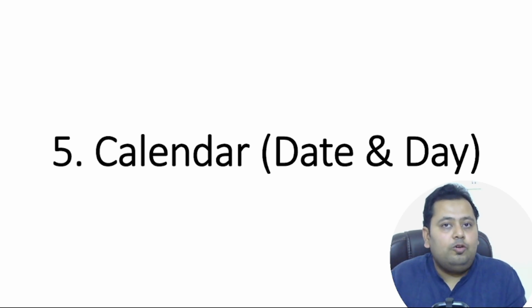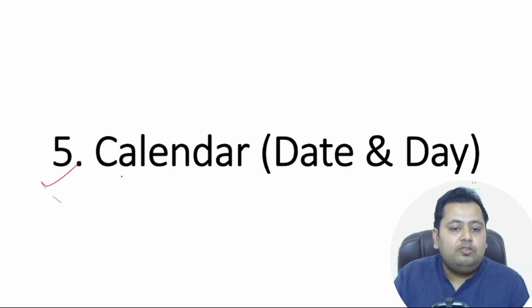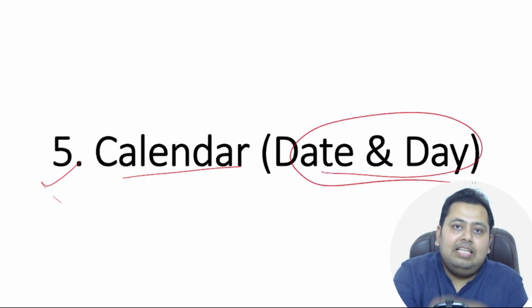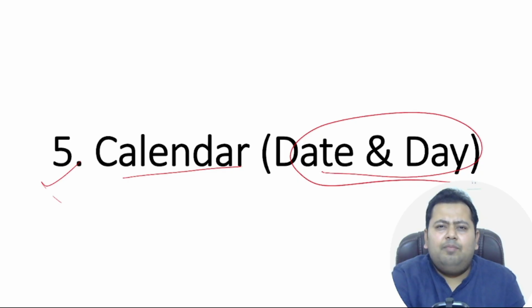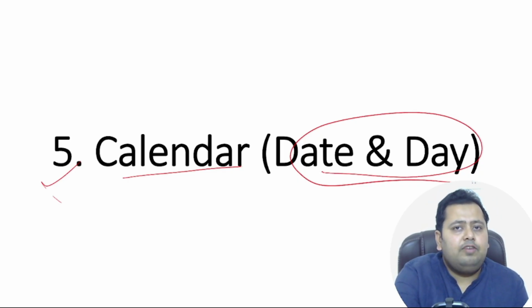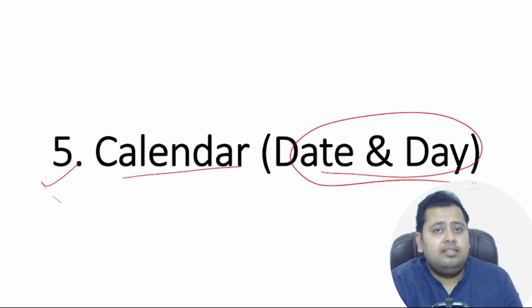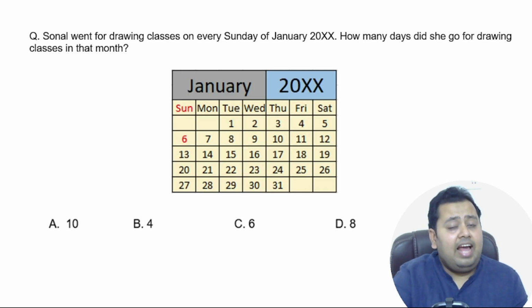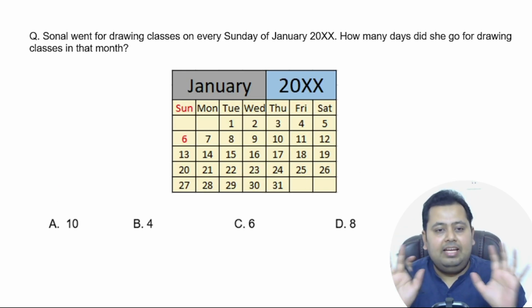Great. So now let's go to the next question type. The next question type is calendar, that is date and day, right? So this is another type of question. Again, pretty easy. Kids are pretty comfortable with this kind of question, so I'm sure you will be able to answer this. But sometimes some questions are a little difficult, a little twisted, so kids tend to go wrong. But the question that I have here now is pretty easy, right?